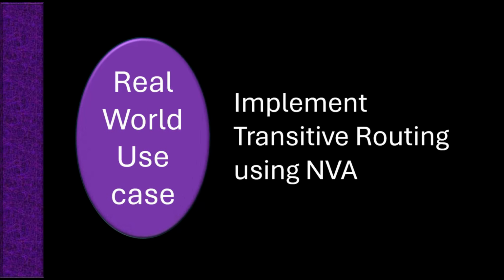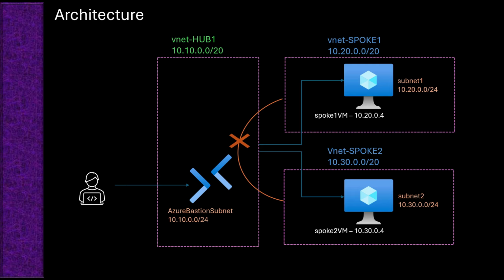In this video, we are going to implement transitive routing using network virtual appliance. Before getting into the demo, let's try to understand the architecture and the intention.